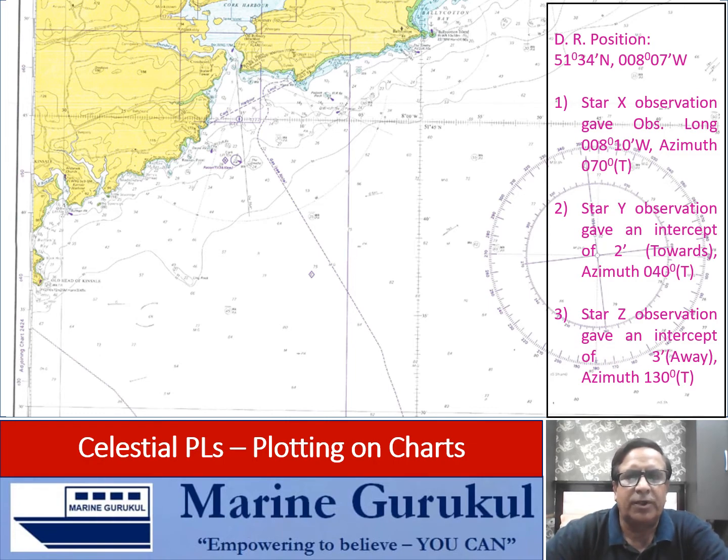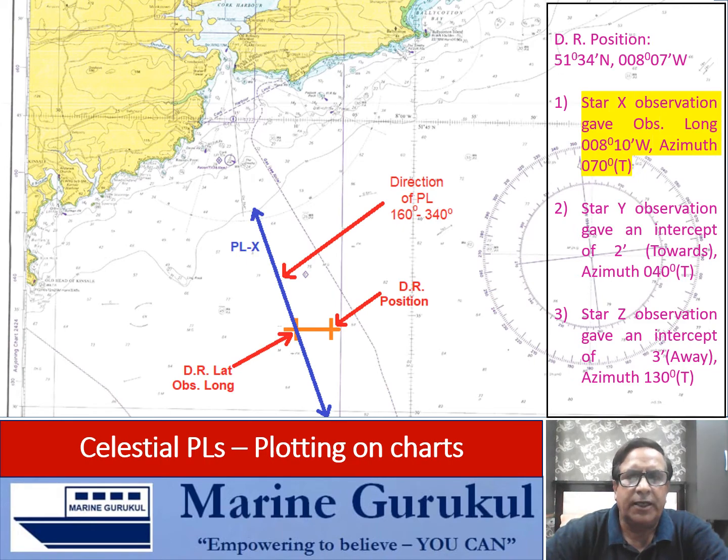In such cases where observed longitude is the result, such observations are solved by longitude by chronometer. In long by chron method, the PL is drawn through DR lat and observed long. You can see here, this is the DR lat. This one is the observed long. This one is the DR long. So it is where the DR lat intersects the observed long. Through this point, we draw the PL. Direction of the PL is perpendicular to azimuth.